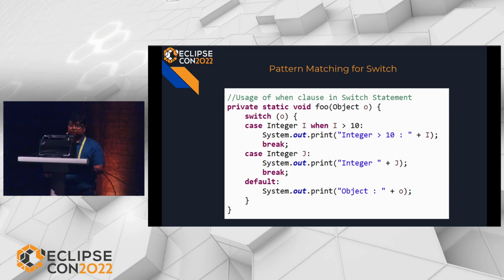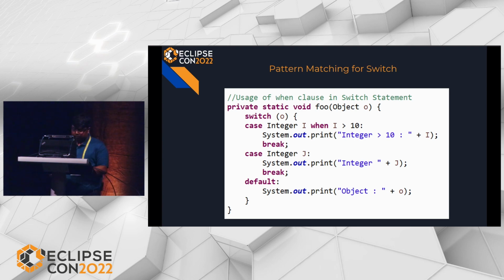So first, let us start with pattern matching for switch. Traditionally, the switch was used for switching over constant values. Java 17 had introduced pattern matching for switch on types. Now in Java 19, additionally along with type switching, a when clause has been added, by which you can add additional patterns to switch on for each case, specific to a pattern within the object.